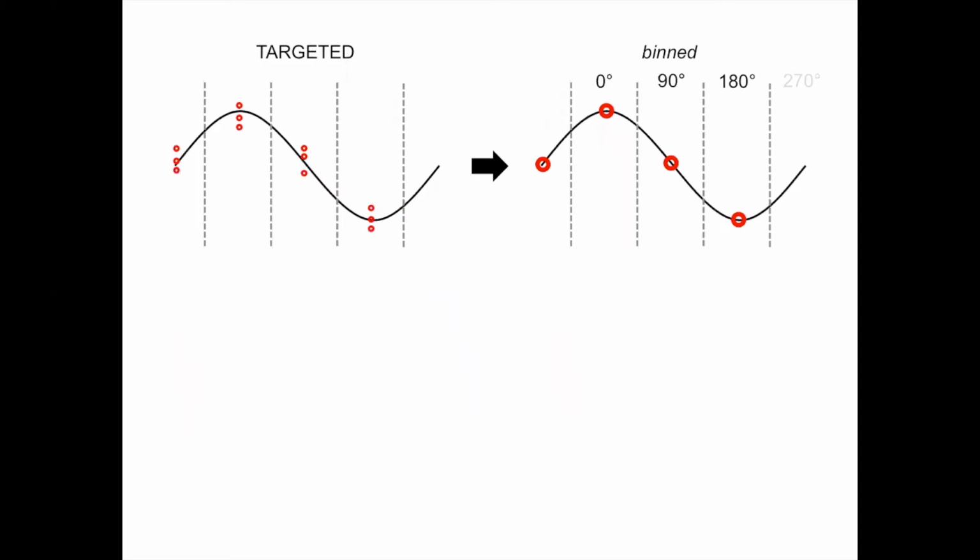So when particular points of the phase cycle are perfectly targeted with no error, it's a very reasonable thing to do to take the averages of these across the different phases. So for example, you might do a t-test between the 0 and 180 degree phase bins, where you might expect this effect to be the largest.